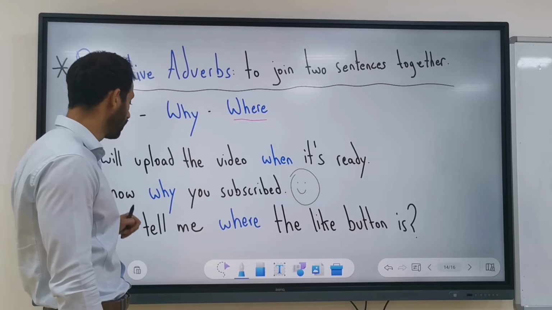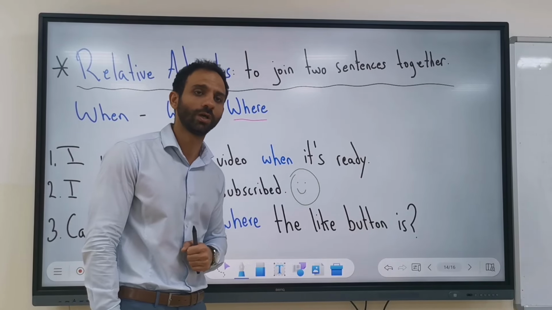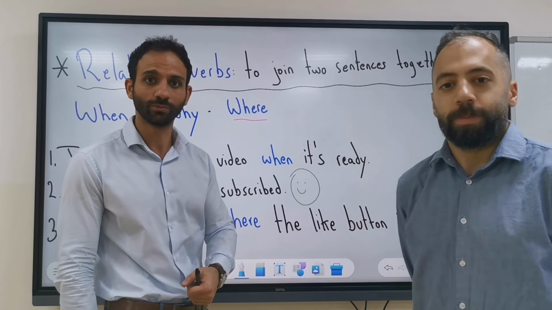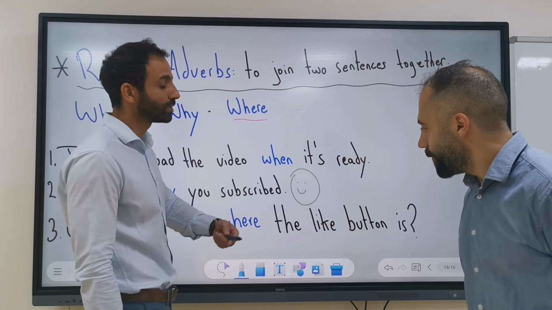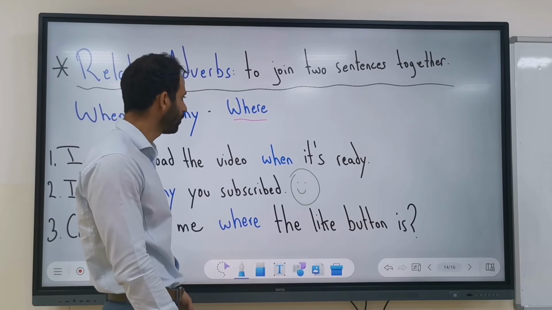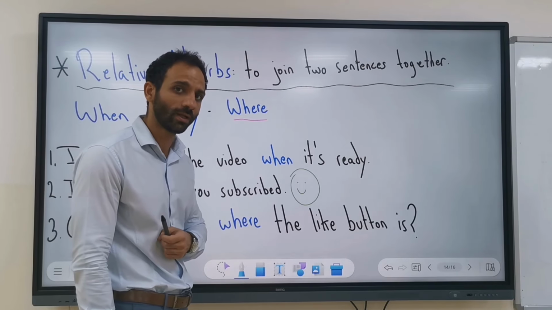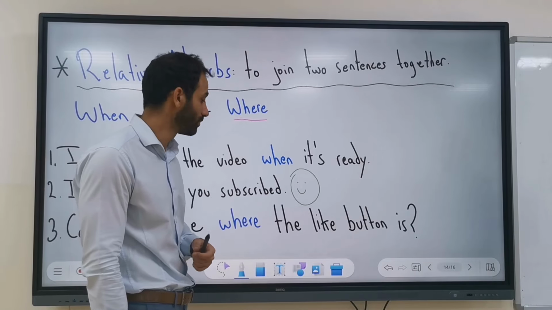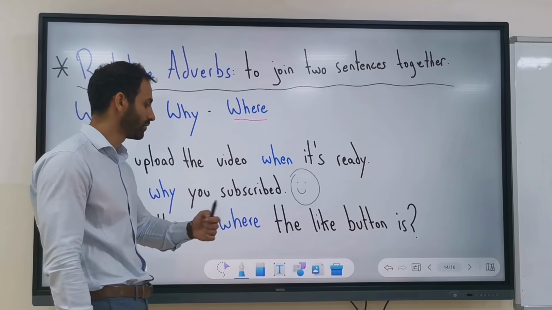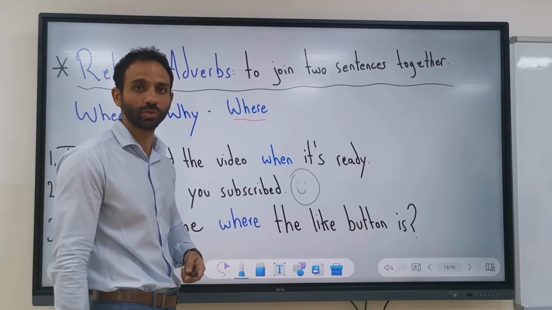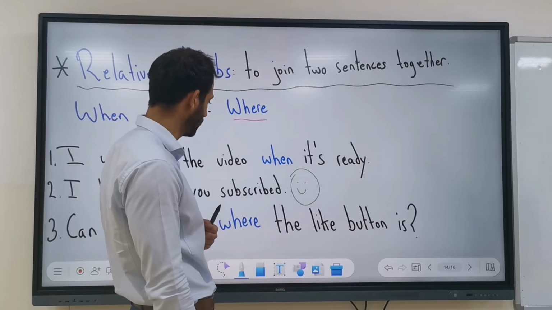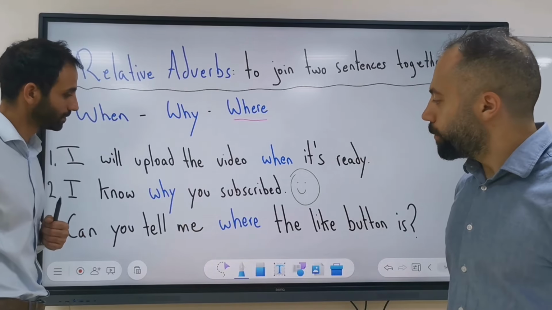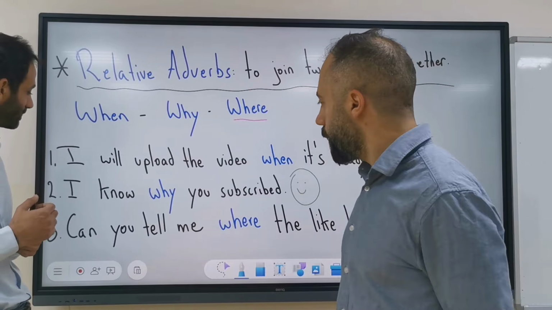Now in this case, I know can be a good sentence. I know. Do you know? I know. Point. Yeah. And then why you subscribe, adding meaning. Of course, when we use when as a relative adverb, it adds meaning for time, right? Or time condition. Why gives the reason, and where usually gives the place. Anything to add, Mr. Rami? That's it, right? That's it.